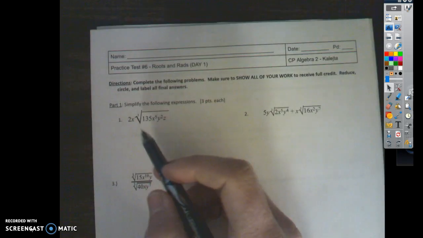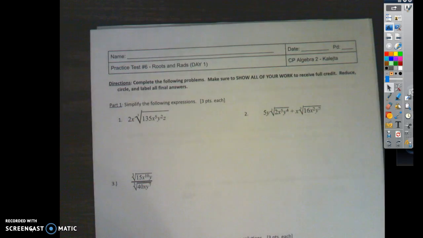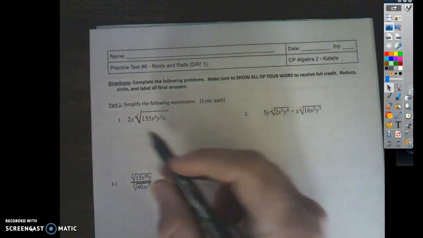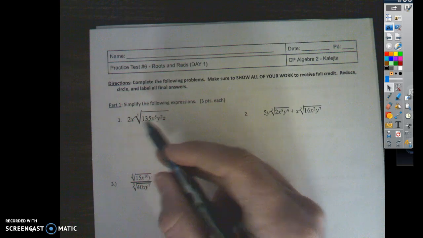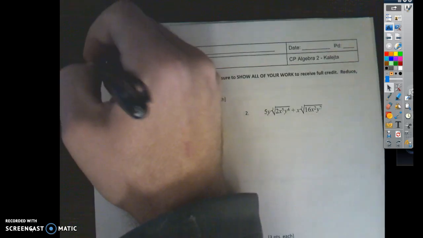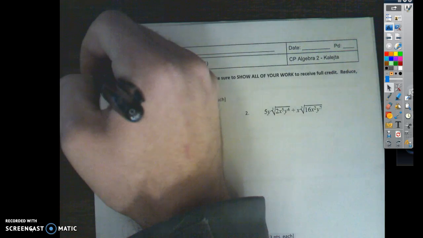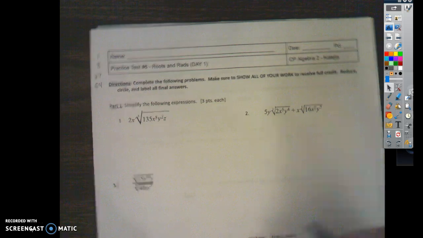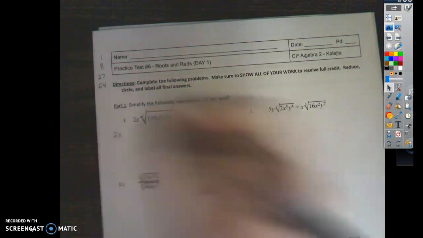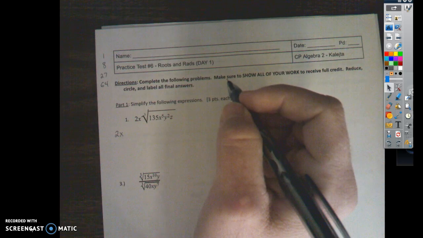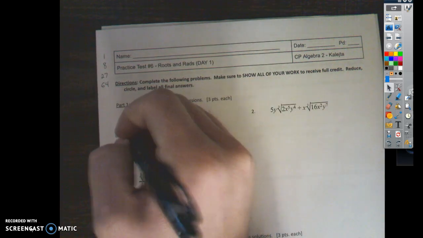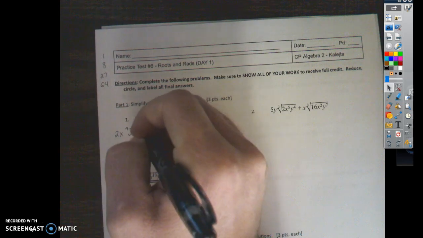I have 2x times the cube root of 135x to the 5th y squared z. You are looking for the perfect cube that can go into 135. We are going to have these on the board for you guys: 1, 8, 27, 64. So we keep 2x out front. The perfect cube that can go into 135 is 27, and that can go in 5 times.